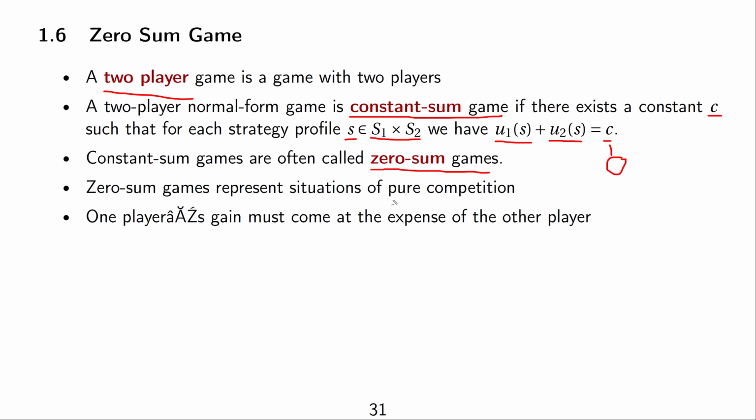Zero-sum games represent situations of pure competition. That means one player's gain must come at the expense of the other player. So player X can only win something if player Y loses something. Or in this zero-sum game, the player X gains exactly as much as the player Y loses. And that's why there's pure competition.